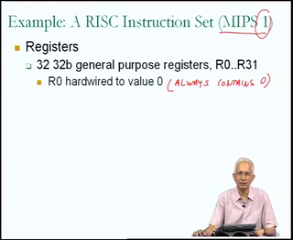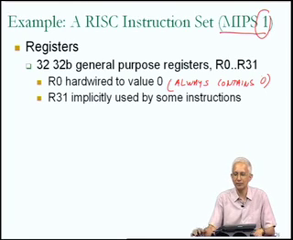So this is not that uncommon in RISC instruction sets today, to have registers which contain fixed constants and cannot be changed in value. In the case of the MIPS1, R0 is one such register. So we can use R0 as a source of the value 0, and we cannot change the value of R0.